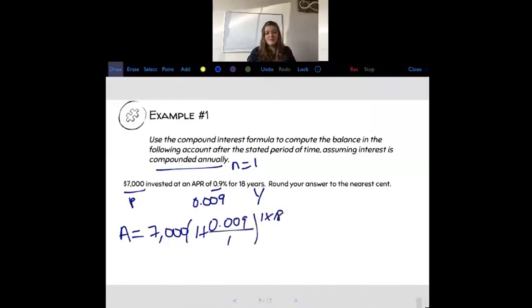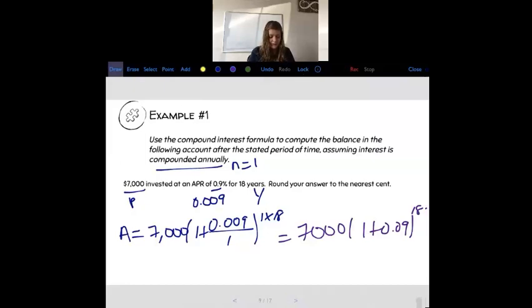And now I know I can simplify some of these, but we have P, 1 plus our APR divided by the number of compounding periods, times that number of compounding periods times the number of years. Okay, so before you put this in your calculator, you can simplify a little bit.